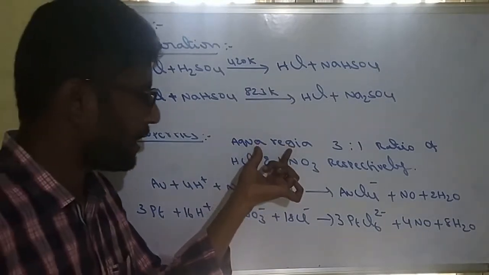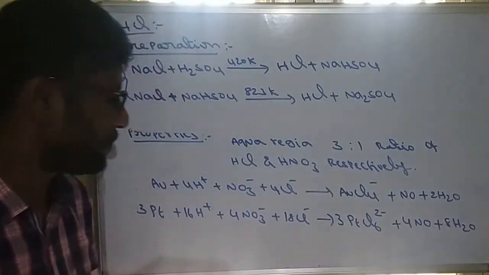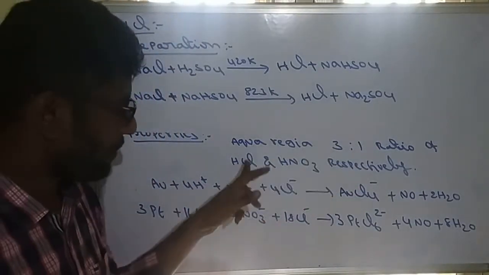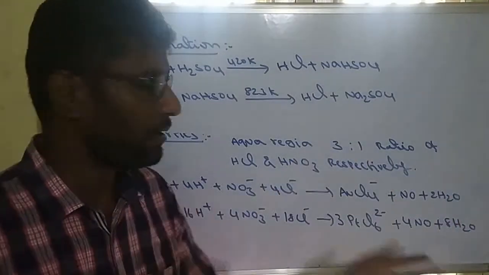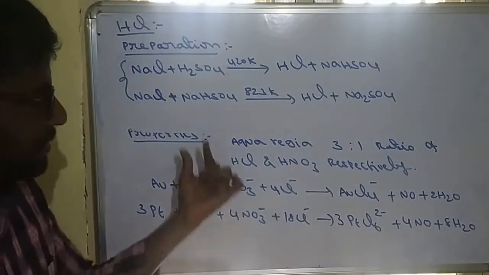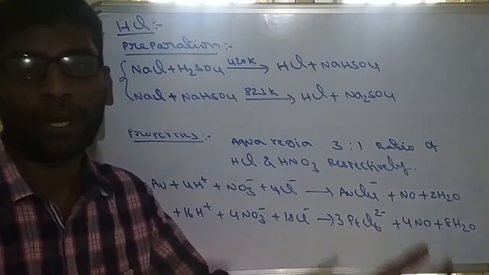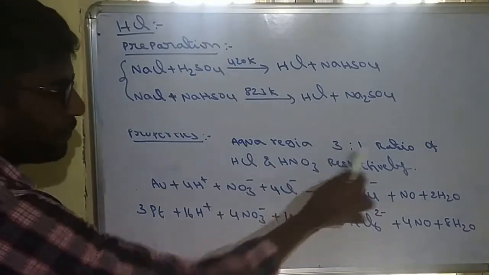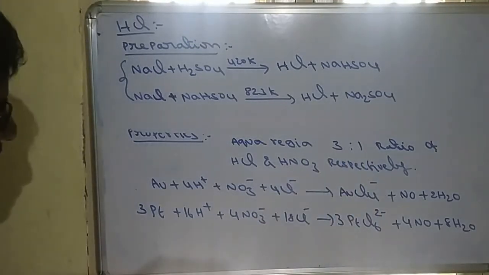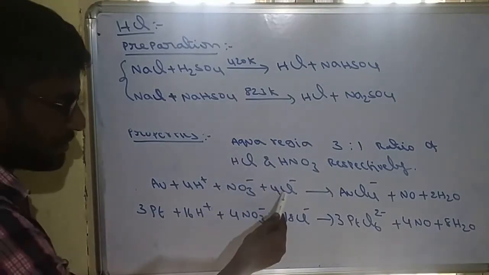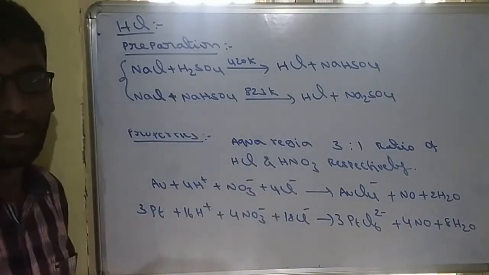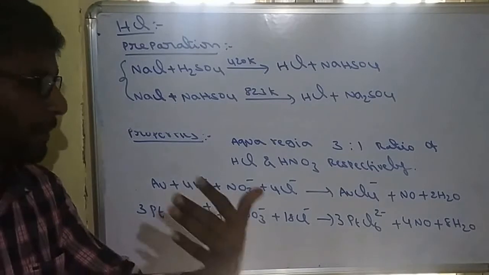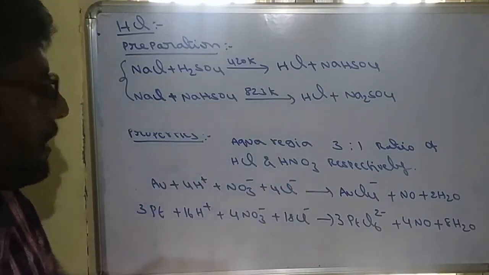So what is aqua regia? It is a 3:1 ratio mixture of HCl and HNO3 respectively. That means 3 moles of HCl and 1 mole of HNO3 when mixed, the product is called aqua regia, and this aqua regia is used to dissolve noble metals. In this aqua regia, there must be Cl- ions and also NO3- ions. These both ions will dissolve noble metals like gold and platinum, so all noble metals are easily dissolved in aqua regia.